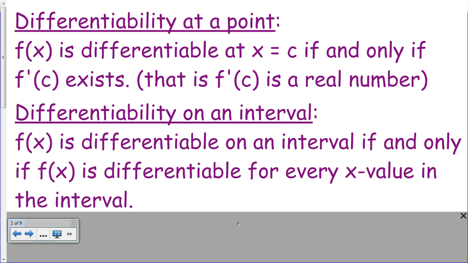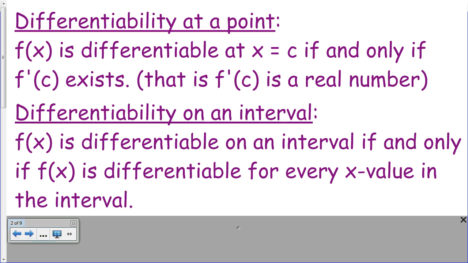All right, let's extend that a little bit to differentiability on an interval. The definition here is f of x is differentiable on an interval if and only if f of x is differentiable for every x value in the interval. In other words, the derivative has to exist on the entire interval, which means you have to be able to plug in every single point on that interval and get some number out. So that's differentiability on an interval.